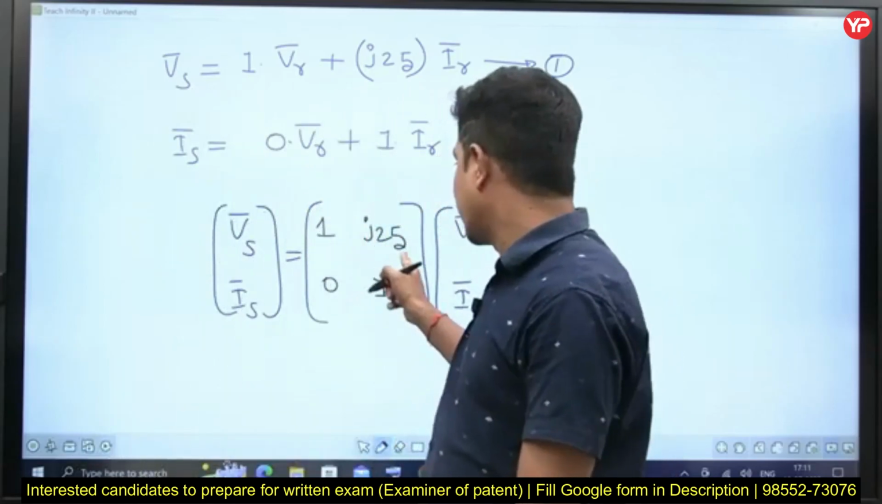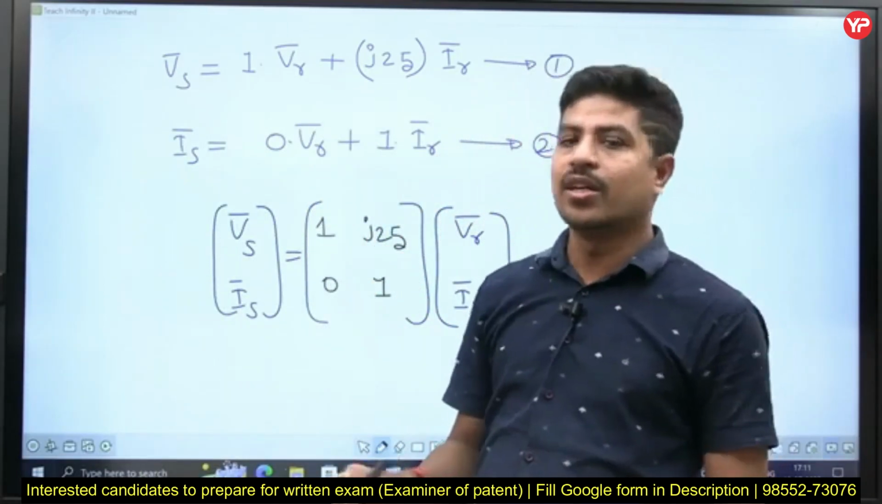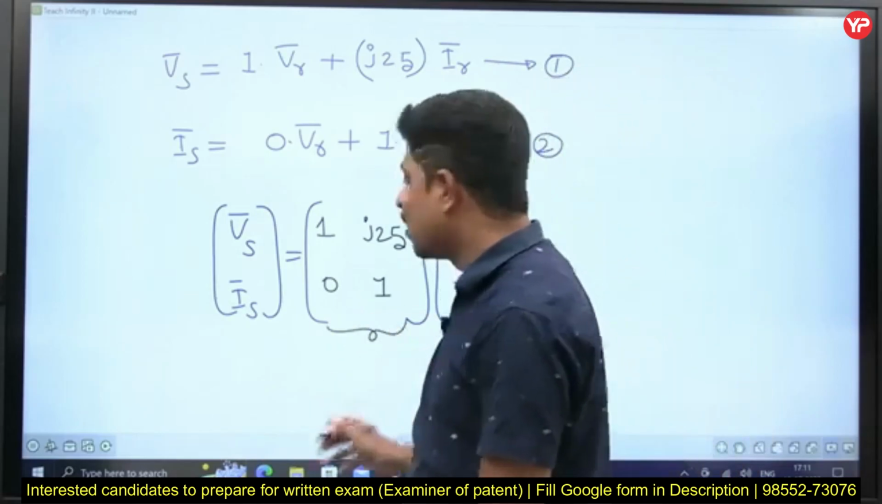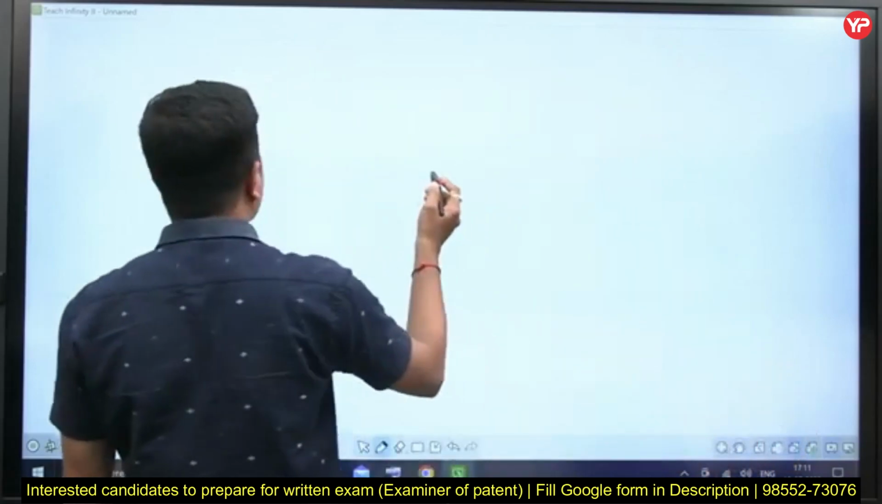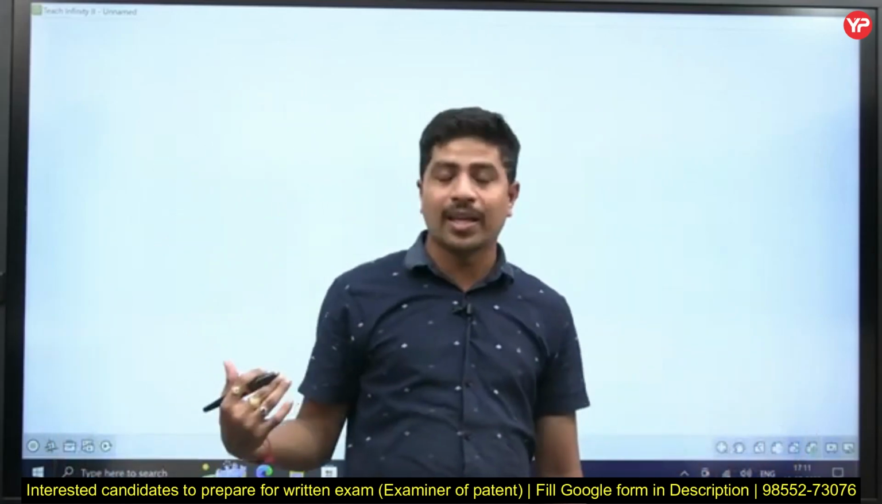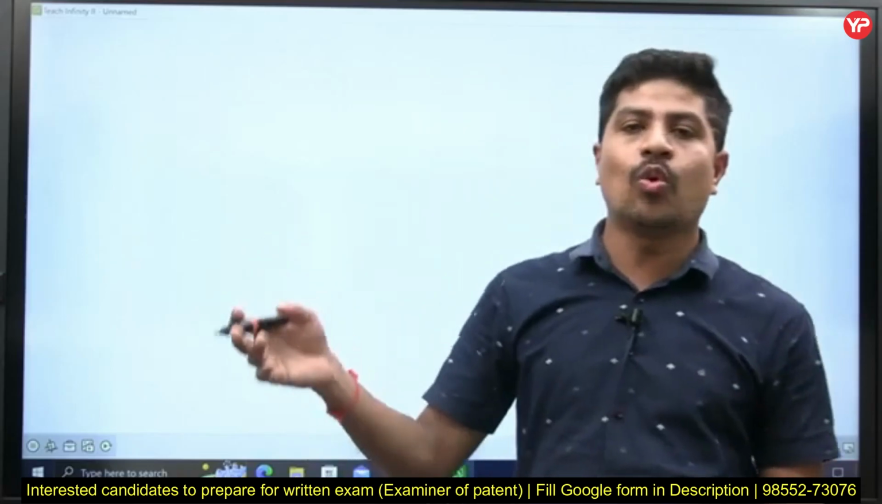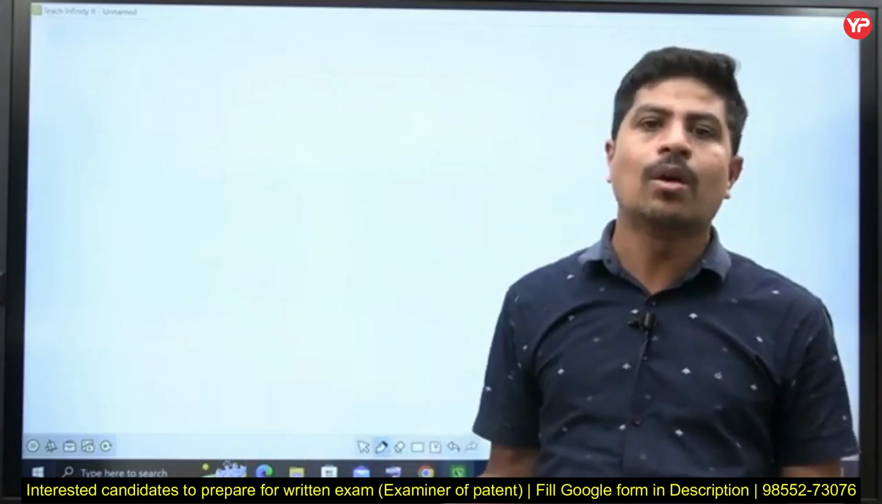1, J25, 0, 1. First section. These are the ABCD parameters of the first section. Then the second section's ABCD parameters we already have, given by the examiner: 0.9, J200, J0.001, 0.9.